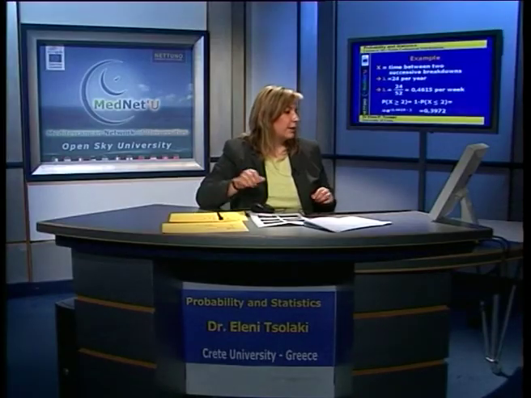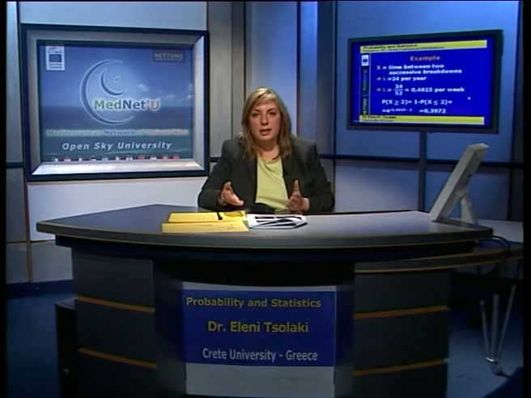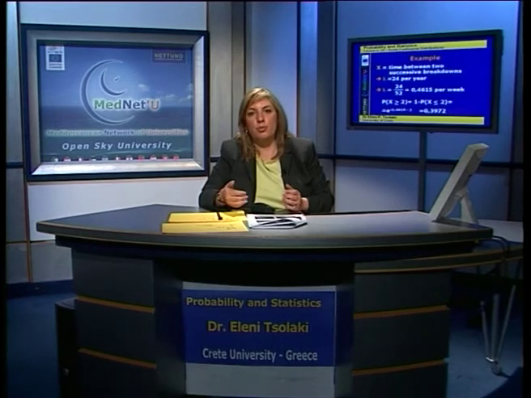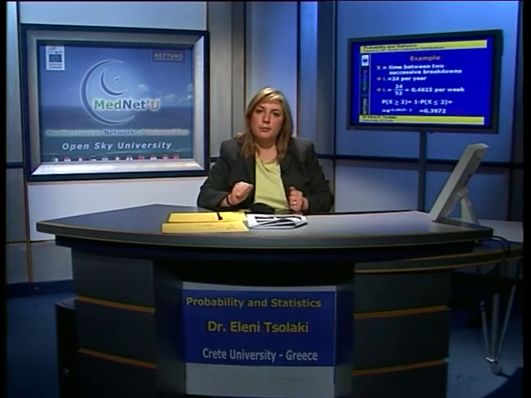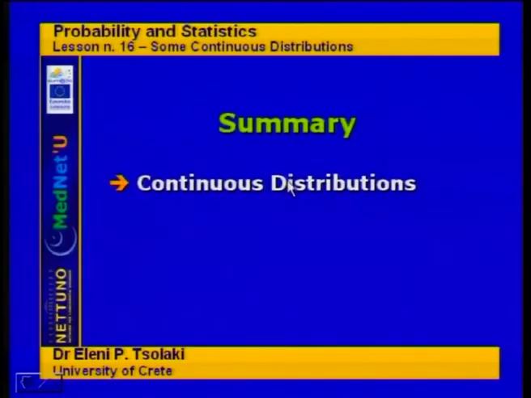So we go back to our example. We put in our lambda, x equals 2, and we calculate the probability of having no breakdowns in a period of 2 weeks, and it is 0.3972. So we have seen how we can use the exponential distribution in association with the Poisson distribution to calculate probabilities.